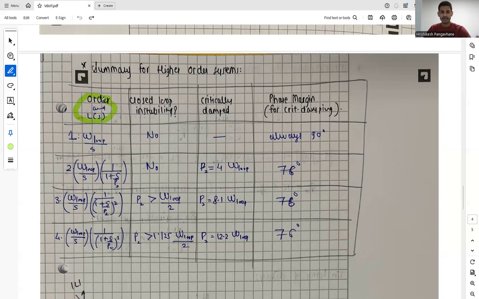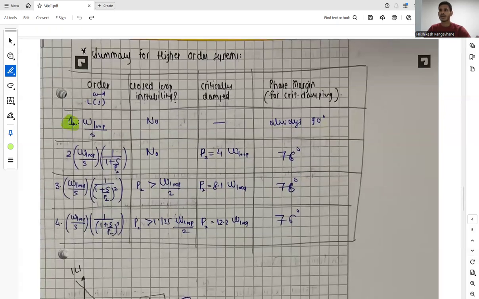To summarize the things for higher order systems, let's take the order and its loop gain function L of s. We'll consider the factors of whether there is any kind of instability, the condition where it is critically damped, and the phase margin required for critical damping. So in our first order system, where our loop gain looks like omega loop by s, there is no instability and there is no condition for critical damping, but its phase margin is always 90 degrees.